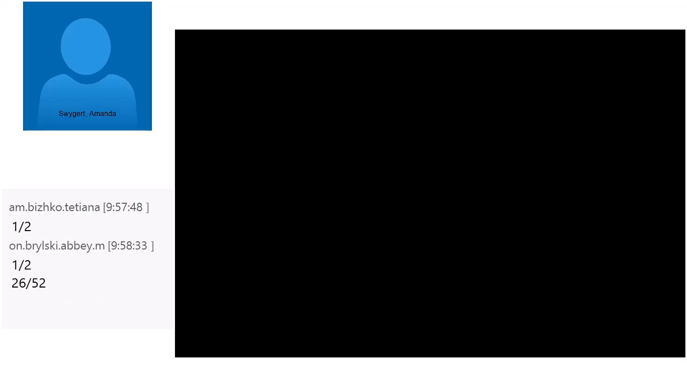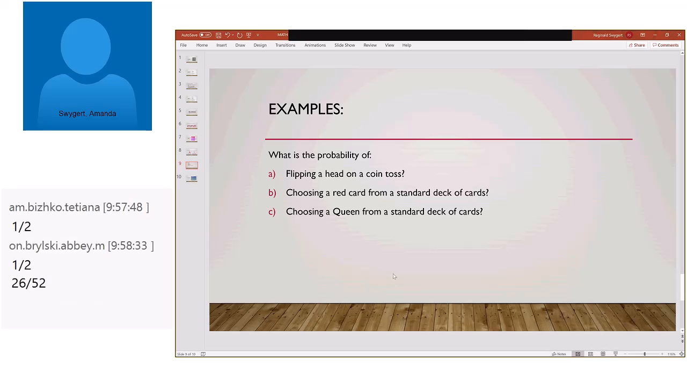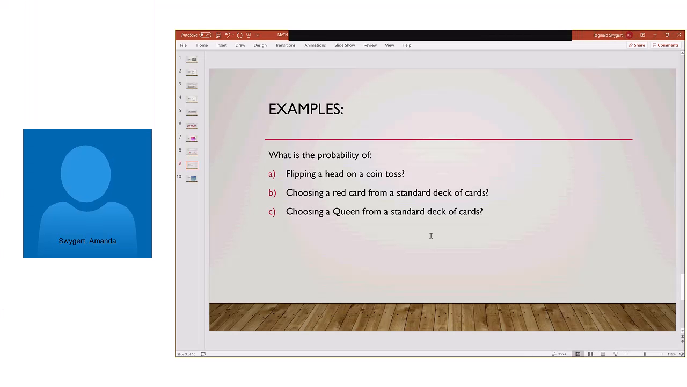All right, Bonnie, I'm going to pull back up the screen if you want to try this again, if you can see it. But this was just, what's the probability of choosing a queen from a standard deck of cards? Would that be 4 out of 52? Yeah, very good. Okay, so there are 4 cards that are queens, and there's 52 cards total. So 4 out of 52. What would be the reduced answer?